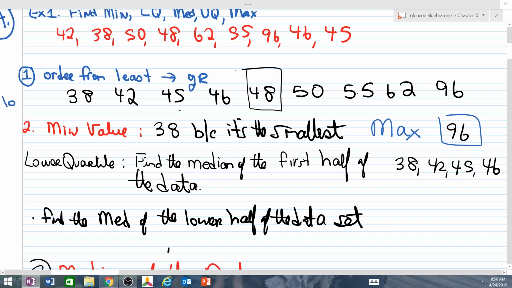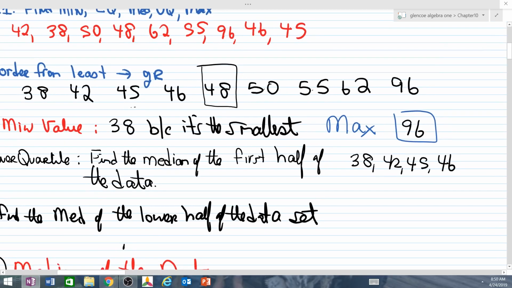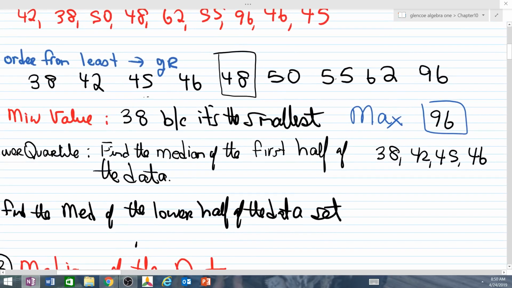So the lower quartile is the median, the middle number of the lower half. The lower half of my data set would be these numbers right here. Let's see if you all understand why. It's 38, 42, 45, and 46. Does everyone understand how I got that? Do you understand that I counted up the number of values in my data set? The lower quartile would be the 4 to the left of the median in this case. The upper quartile will be the 4 to the right of the median, which is 48.